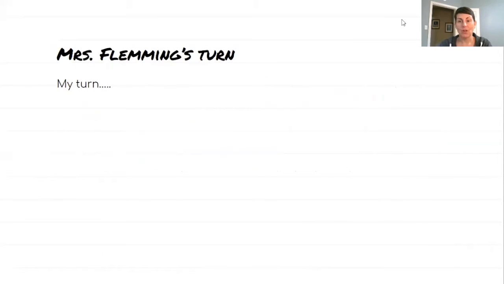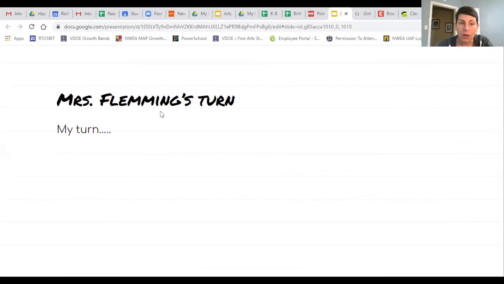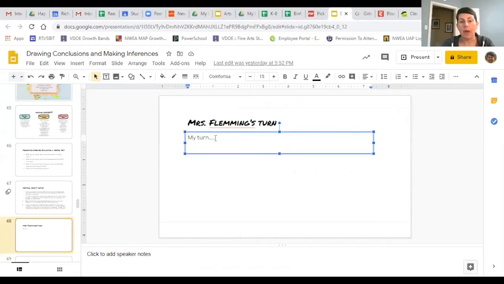So we're going to do this, but I'm going to model for you my thinking while I'm writing it. So this is the encyclopedia entry for Mrs. Fleming. As I think about the alphabet, the first letter that I think about is A, because it's the beginning of the alphabet, but Albany comes to mind when I think of the letter A. So Albany, New York, let's see.